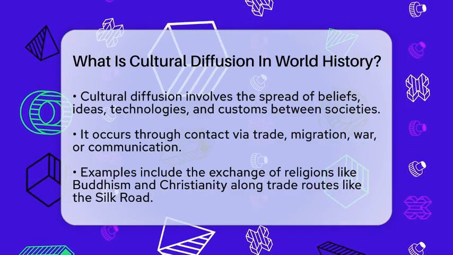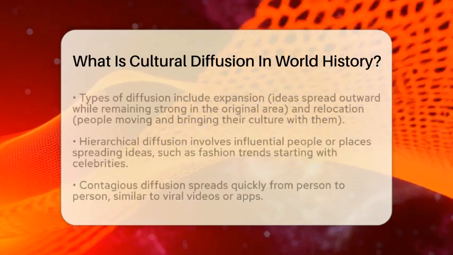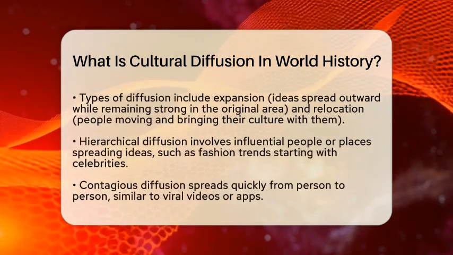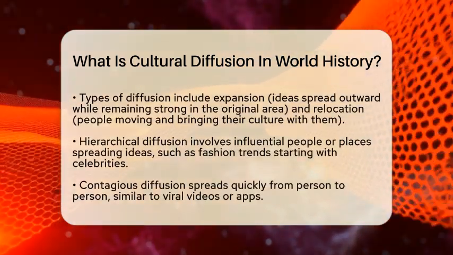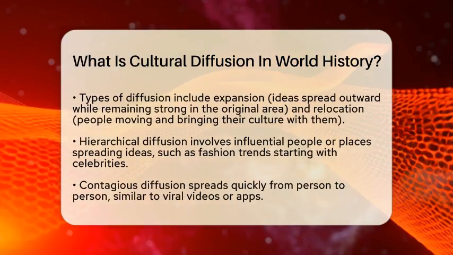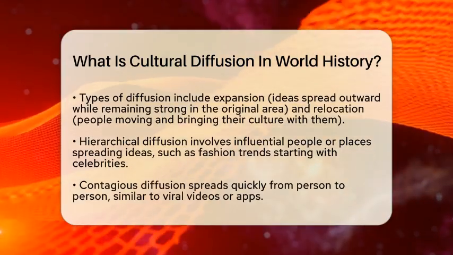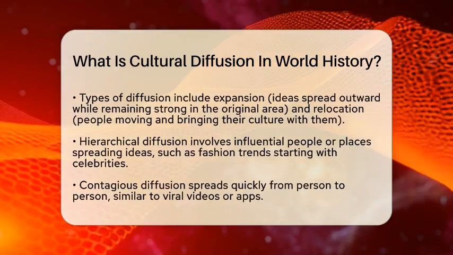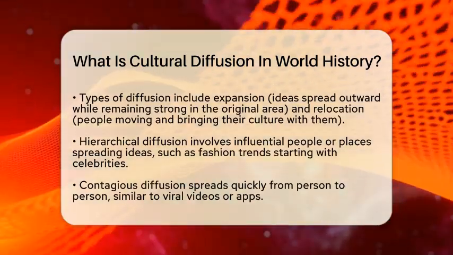At its simplest, cultural diffusion means that when people from different places interact, they exchange parts of their culture. For example, traders traveling along the Silk Road didn't just trade silk and spices. They also shared religions like Buddhism and Christianity, technologies such as ironworking, and artistic styles. These exchanges helped societies grow and change over time.